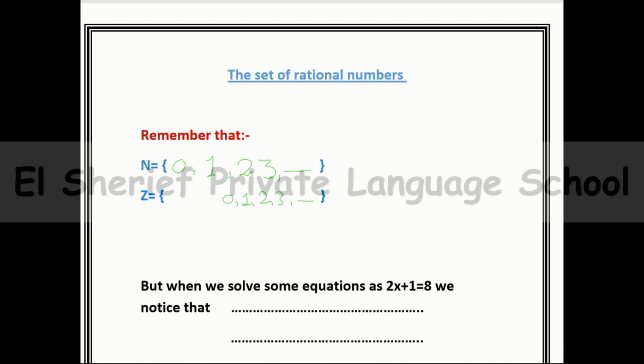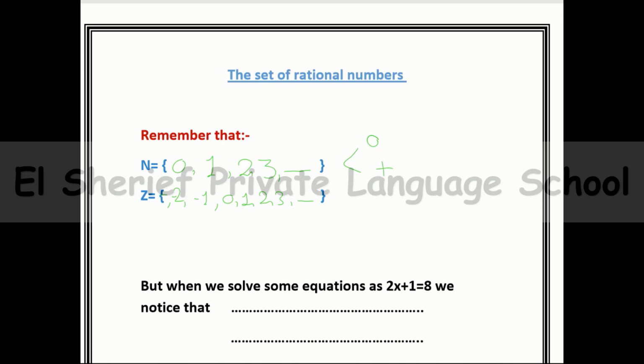3, and so on. And in the opposite direction, I have some elements: negative 1, negative 2, and so on. Here I will remember the relation between the natural numbers and the integer numbers. The natural numbers consist of 0 and the positive integers.